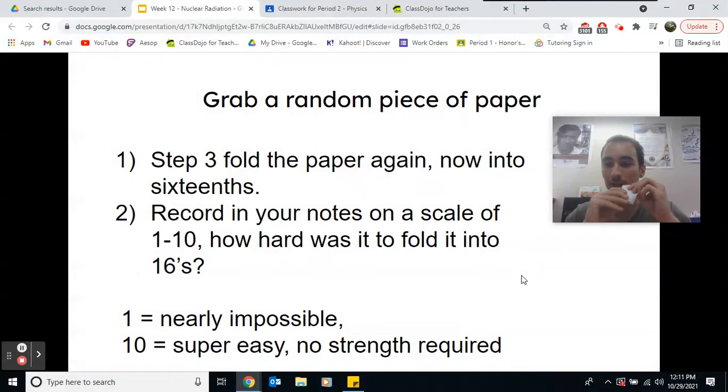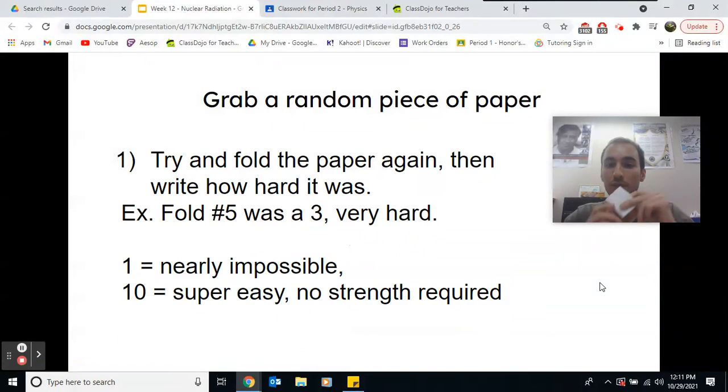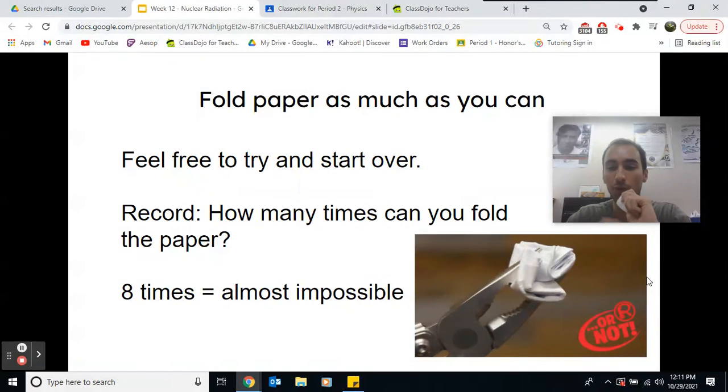Then do it again. Now the paper should be in 16ths. How hard was it to fold it like this? 1, nearly impossible. This one took a little more strength, so maybe you could see like a 9. Next one. Try and fold the paper again. So now you folded it 5 times. How hard was it? Write it in your notes. This was probably like a 4. Next one. Fold the paper as much as you can. Okay?